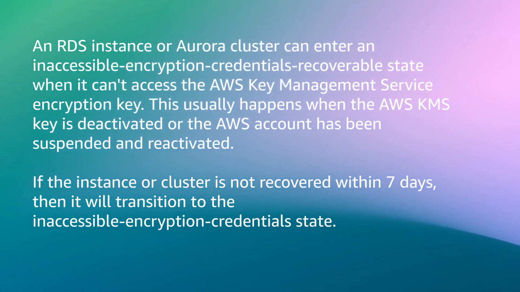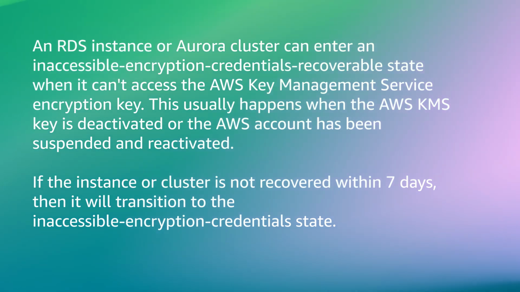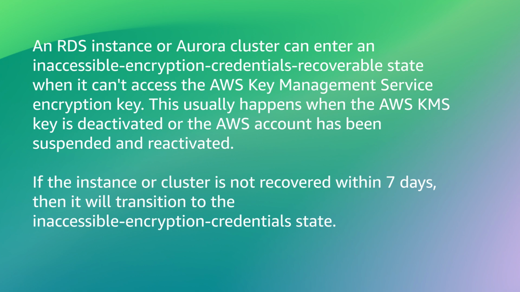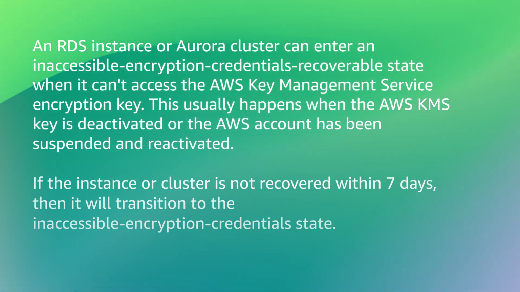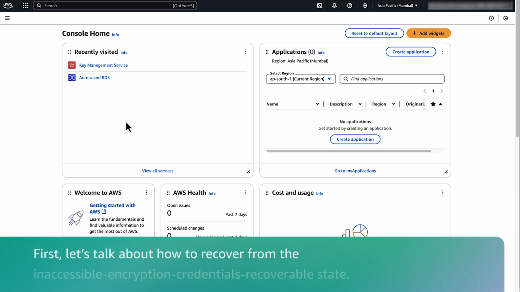Let's get started. An RDS instance or Aurora cluster can enter an inaccessible encryption credentials recoverable state when it cannot access the AWS Key Management Service encryption key. This usually happens when the AWS KMS key is deactivated or the AWS account has been suspended and reactivated. If the instance or cluster is not recovered within 7 days, then it will transition to the inaccessible encryption credential state. First, let's talk about how to recover from the inaccessible encryption credentials recoverable state.